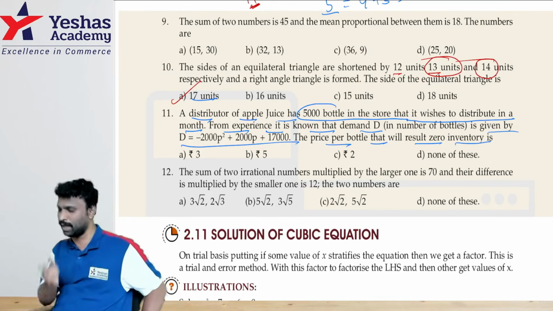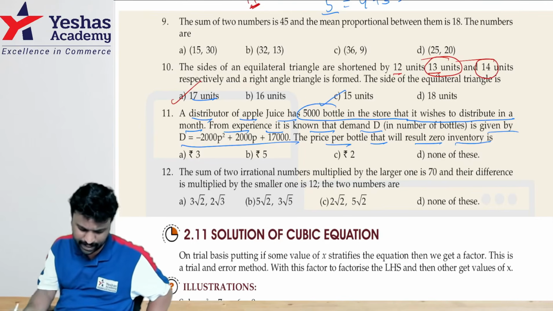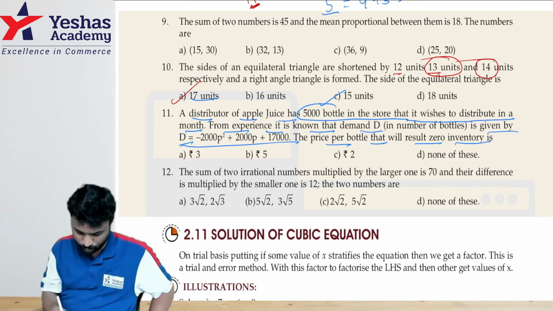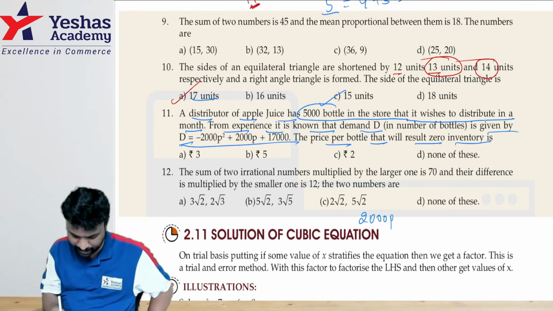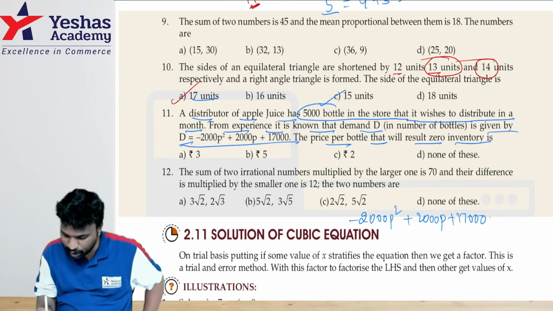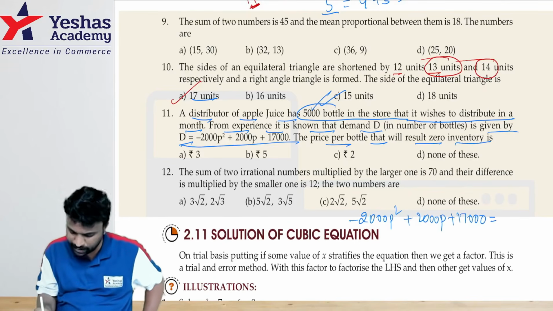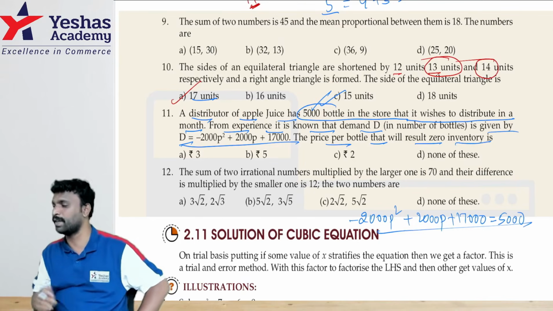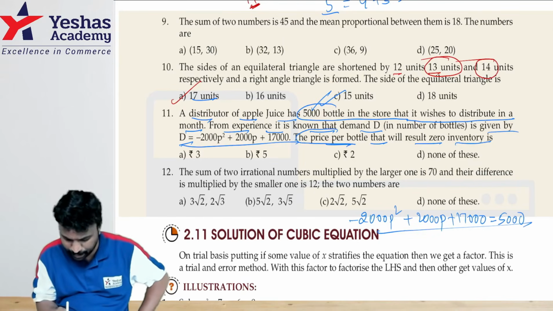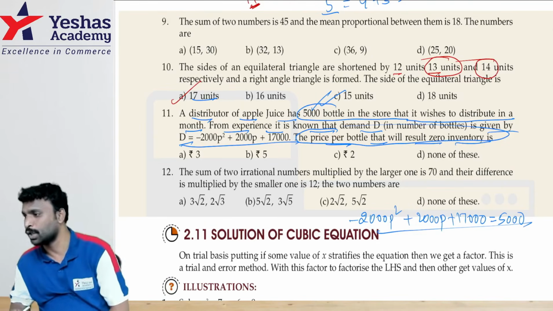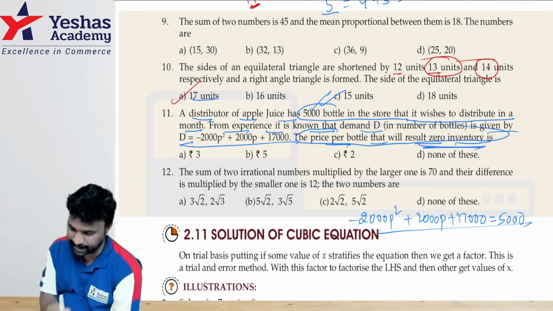Whatever the supply, whatever the stock is there, and whatever the demand is there, both should be equal. So this demand, whatever they have given, minus 2000 p square plus 2000p plus 17,000 is the demand expression, and this should be equal to what? The supply. How many bottles are there? It should be equal to 5,000. If this equation is satisfied, definitely the price per bottle can be found out. If you equate demand and the supply, you can actually come across a zero inventory.